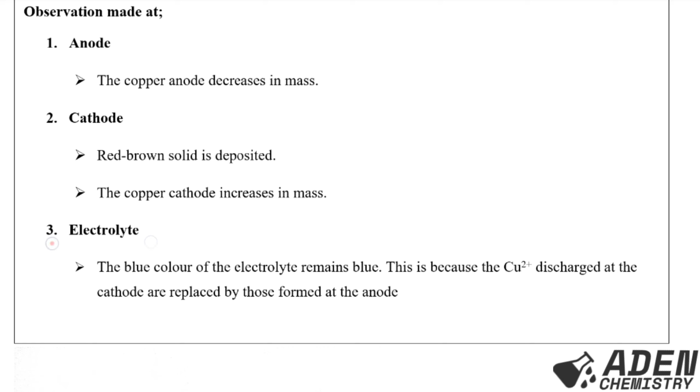Next, the observation in the electrolyte: the blue color of the electrolyte remains blue. This is because the copper 2 ions discharged at the cathode are replaced by those formed at the anode. Remember, copper 2 ions are discharged at the cathode to form neutral copper solid. So the copper 2 ions, which gave the copper 2 sulfate its blue color, are discharged at the cathode, but they are replaced at the anode.